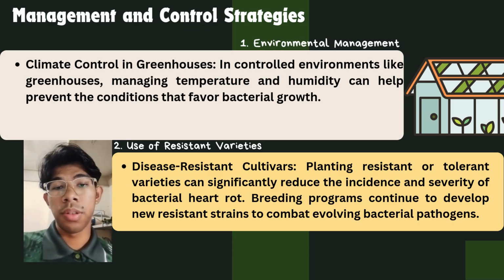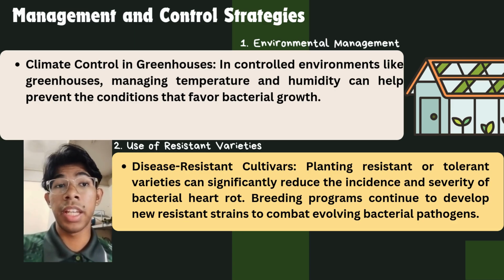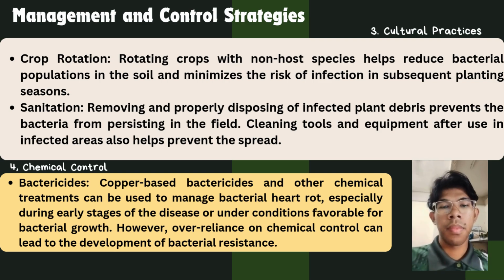So for the management and control strategies, firstly, environmental management. The climate control in greenhouses. In controlled environments like greenhouses, managing temperature and humidity can help prevent the conditions that favor bacterial growth. Other than that, use of resistant varieties. Planting resistant or tolerant varieties can significantly reduce the incidence or severity of bacterial heart rot. Breeding programs continue to develop new resistant strains to combat evolving bacterial pathogens.